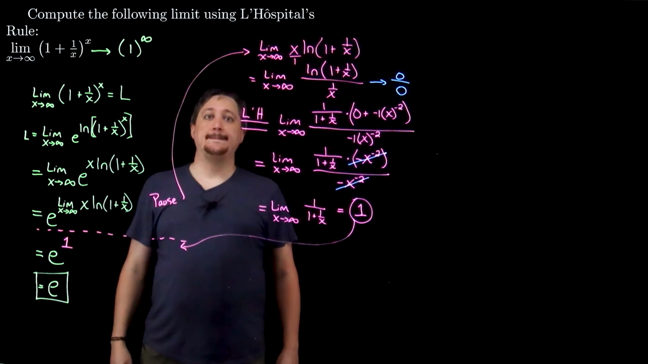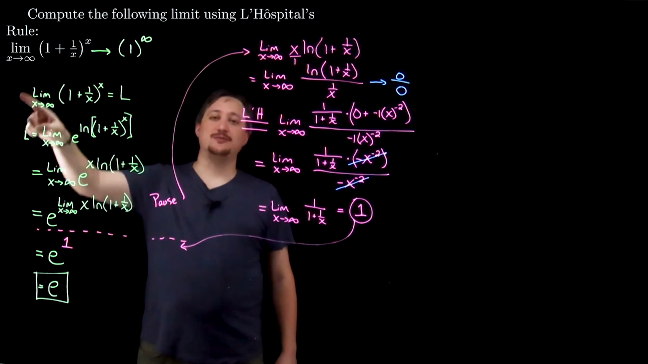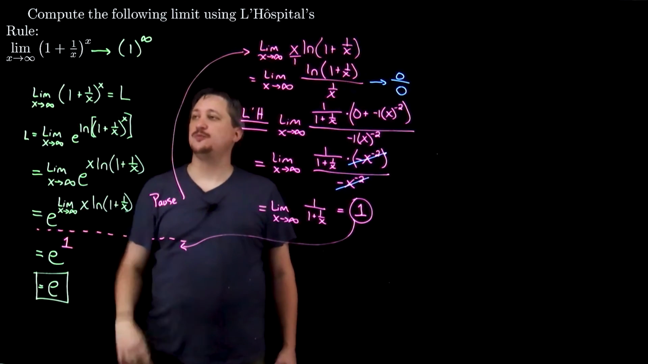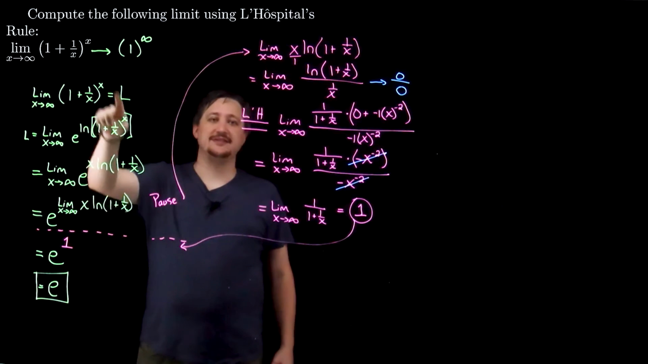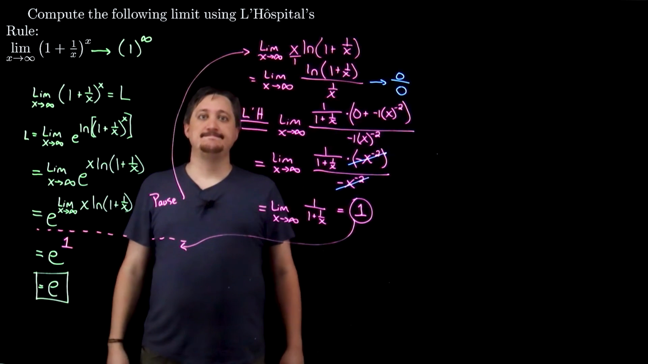So this is the classic definition. One of the ways we can define e is this limit. So that is that.